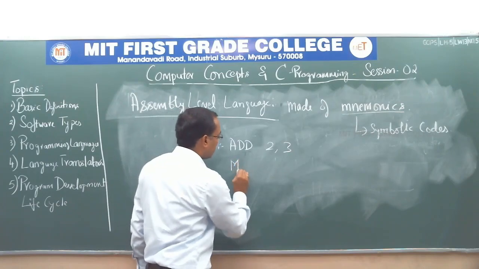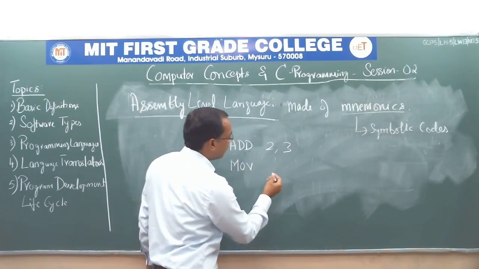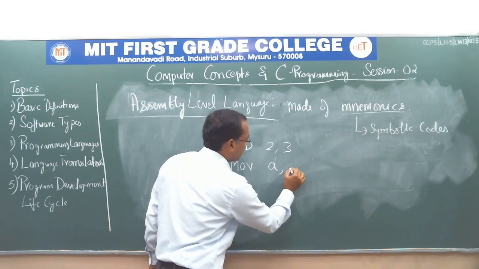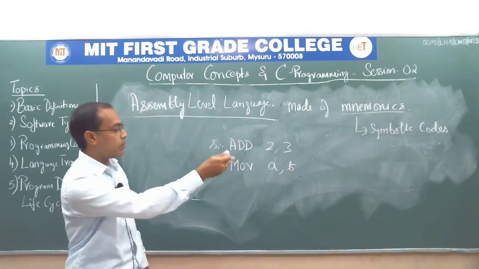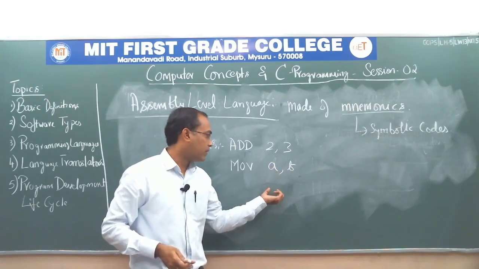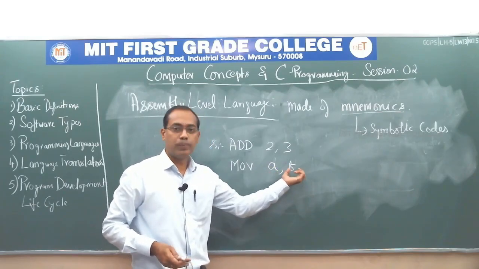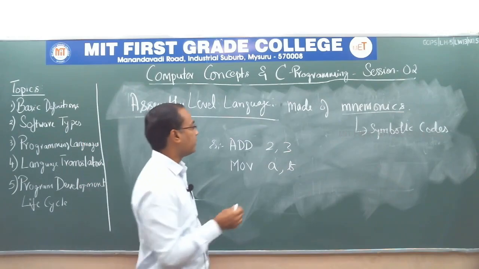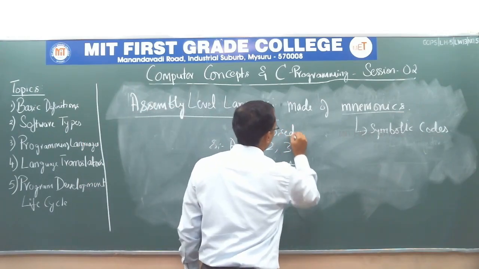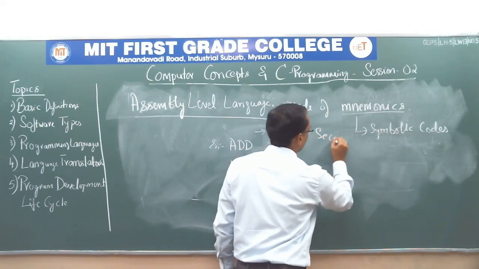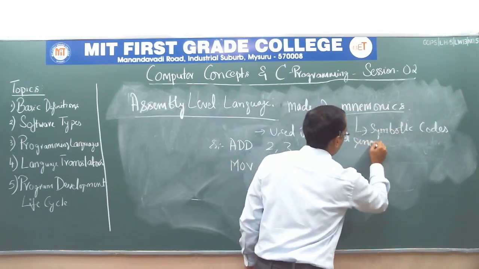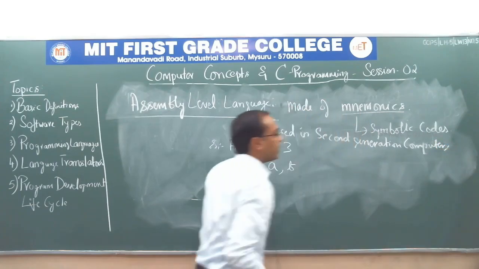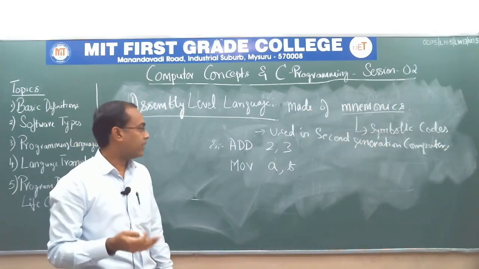Suppose I want to copy, or move, the contents of one storage location to another storage location. So if I say move A comma B, it means that I am moving whatever is there in storage location A to B. This is what assembly level language is all about. This assembly level language was used in second generation computers, and it is also called second generation programming language.